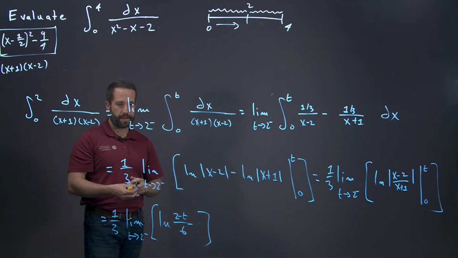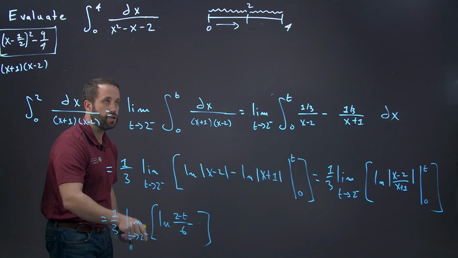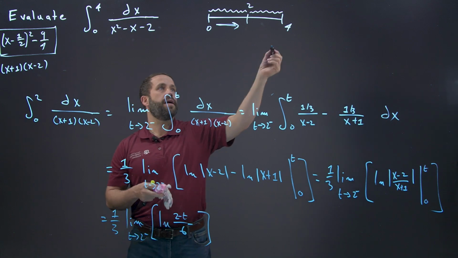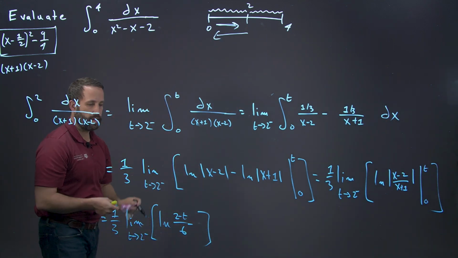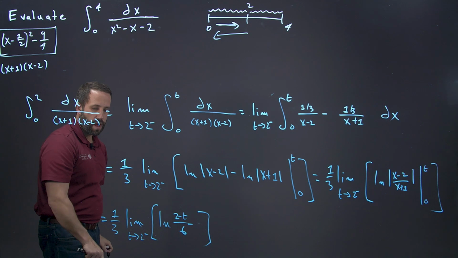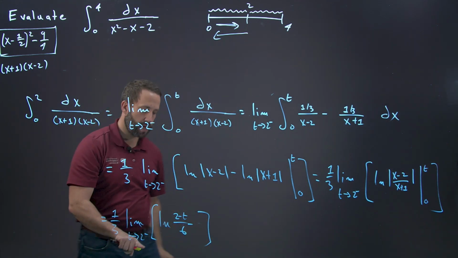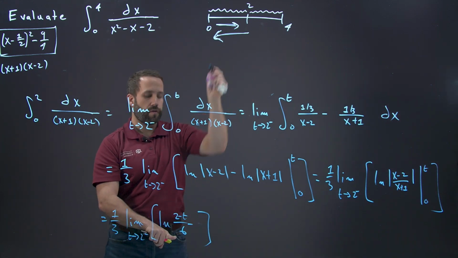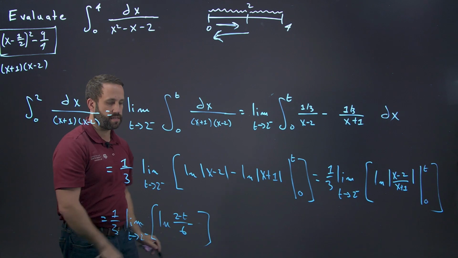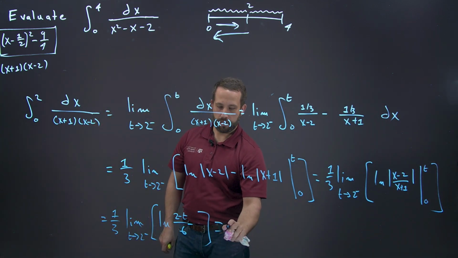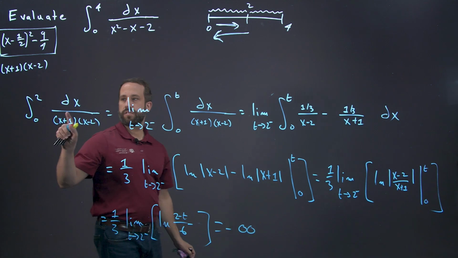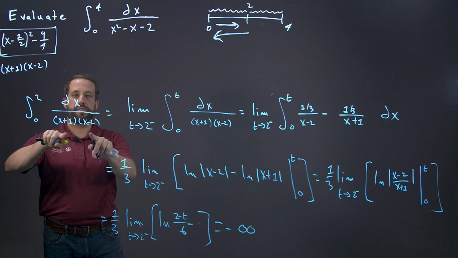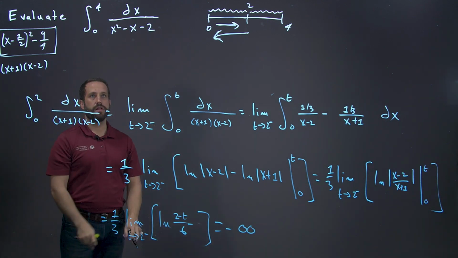Okay, and so now we can see what's going to happen here. As t goes to 2 from this side, 2 minus t is going to 0 from that side, and 6 is just 6. So 2 minus t over 6 is going to 0 from this side. And that limit does not exist. This is equal to negative infinity. So in other words, this integral does not converge. So the integral from 0 to 2 does not converge. Since this doesn't converge, it also means this integral here does not converge.